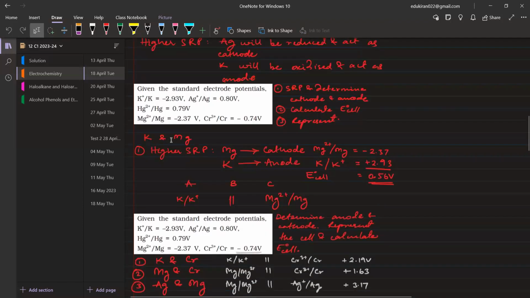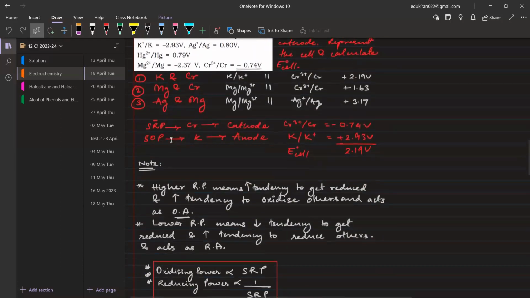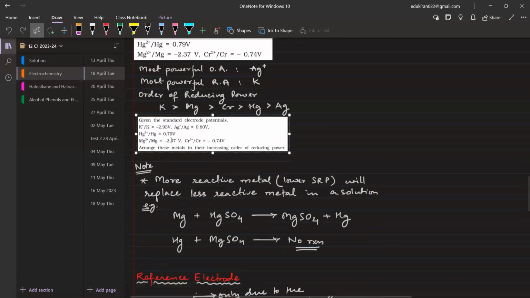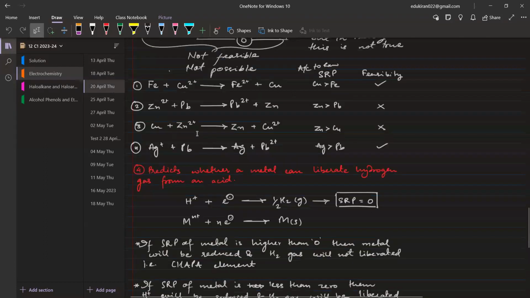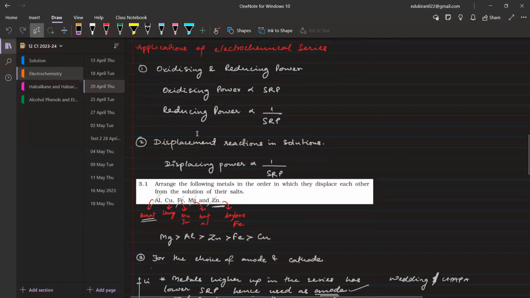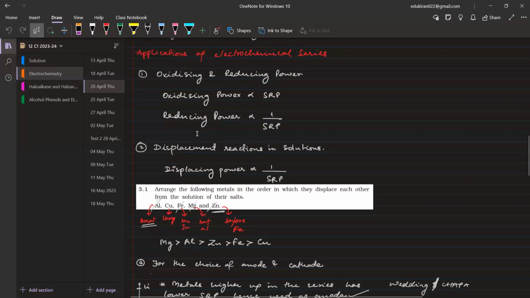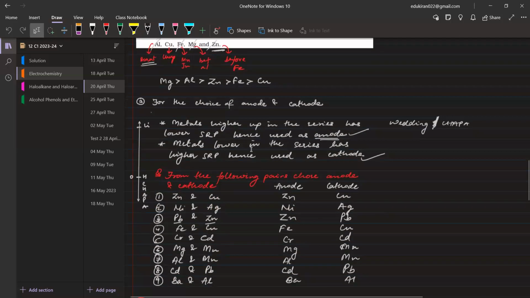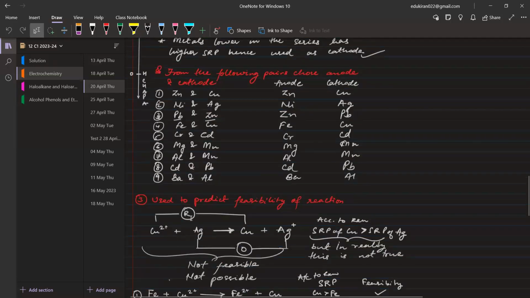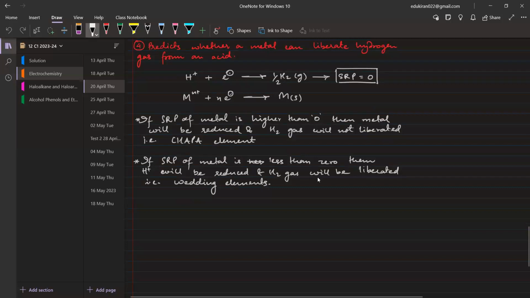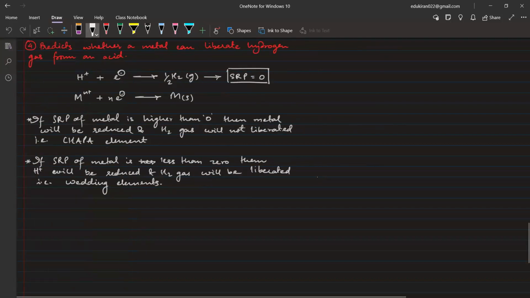Reference electrode, cell potential. So electrochemical series: displacement reaction in the solution, displacing power, applications, oxidizing power of metals. Used to predict the feasibility of a reaction, predicts whether a metal can liberate hydrogen gas from an acid.